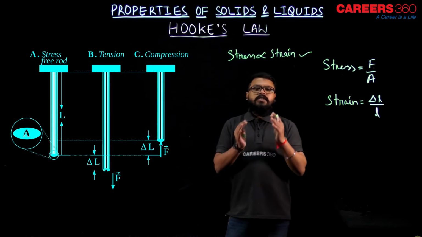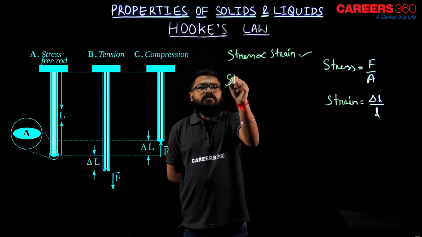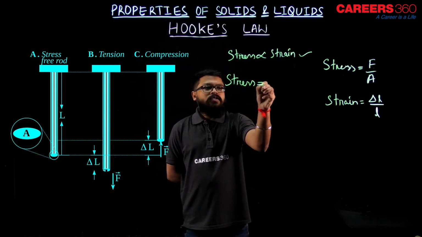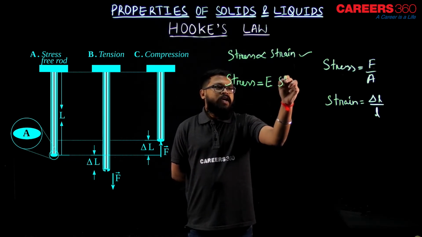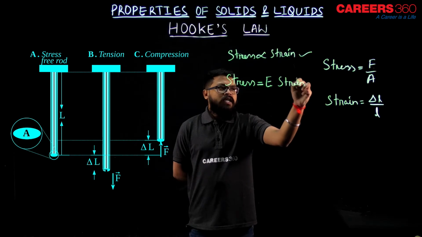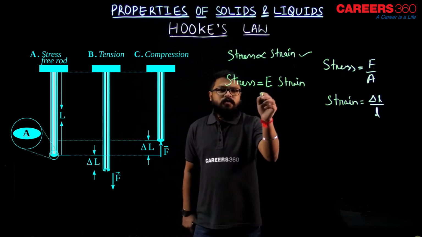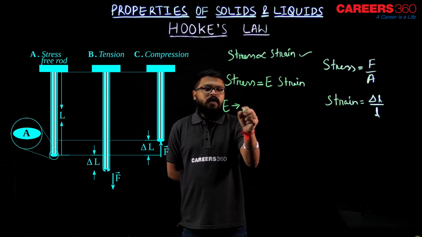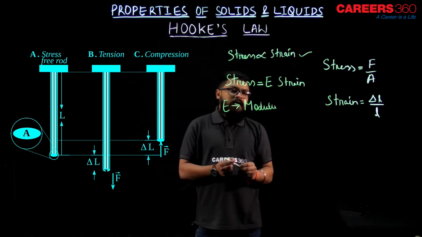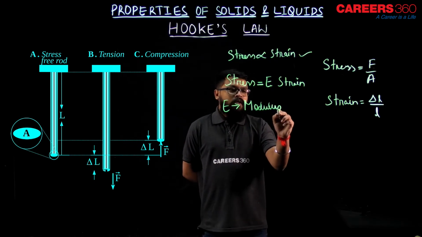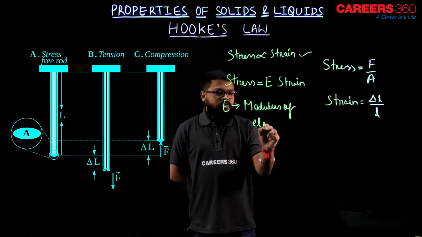Now if stress is proportional to strain, removing the proportionality sign, we write stress equals one proportionality constant E into strain. What is this proportionality constant over here? This proportionality constant E is called the modulus of elasticity. What is that? Modulus of elasticity.